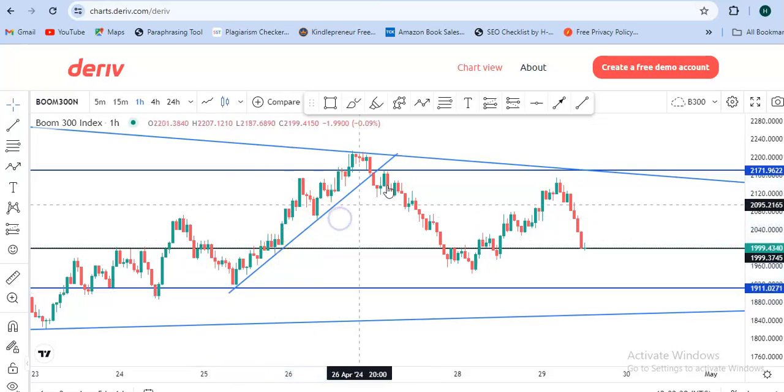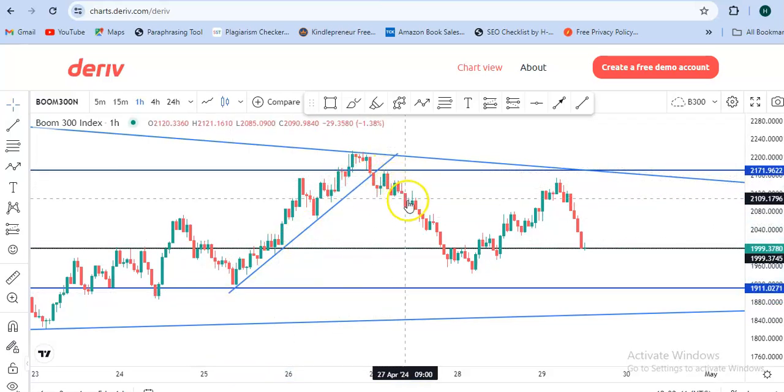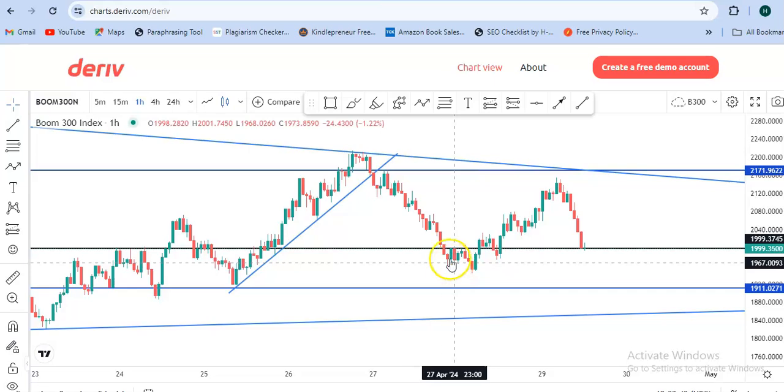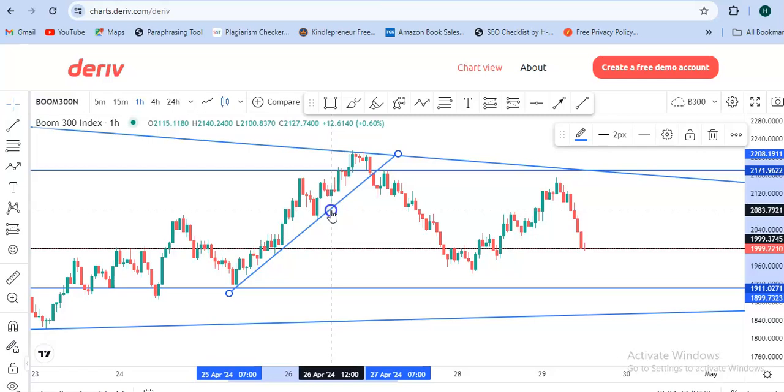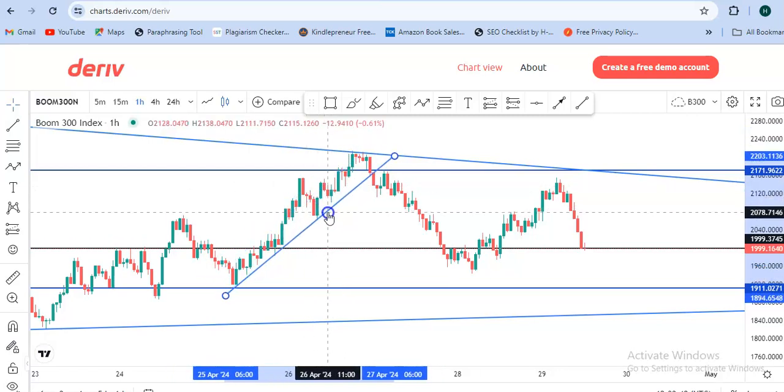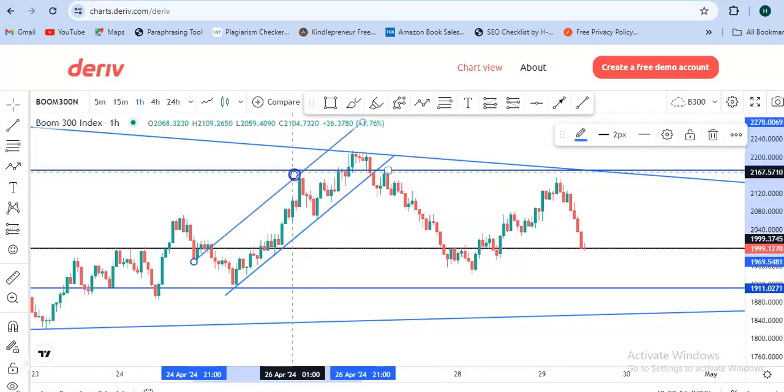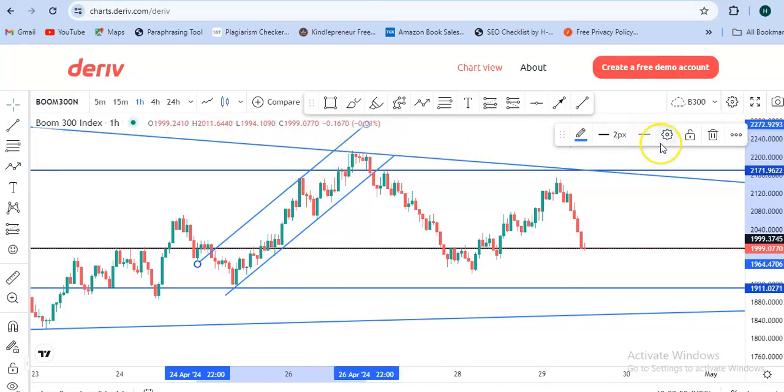You see what happened after this? There was a breakout and proper retest. The market sold massively to the downside. Although we don't get our entries on the 1 hourly time frame, we get our entries on the 15 minutes time frame. All right.